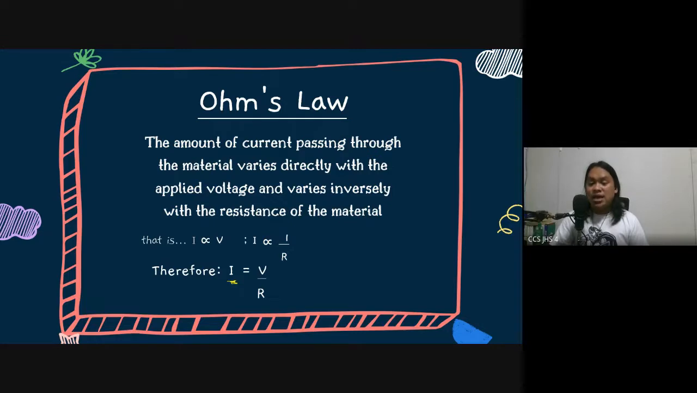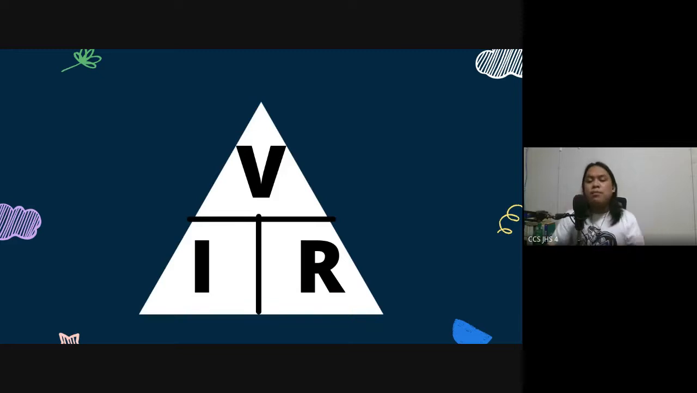Understood? Okay. We still have two other formulas. But in order for us to memorize these formulas easier, all we need to do is remember the pyramid of Ohm's law. Okay? So earlier, we got the formula in getting the value of current. So from the pyramid, when you want to look for the value of current or I, all you need to do is cover letter I, then you get V over R, or voltage divided by resistance. Okay? So that's it.